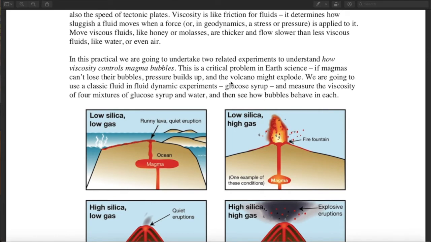In order to address this, we're not allowed to play with real magma, so we're going to play with a classic fluid dynamics liquid, which is glucose syrup. We're going to measure the viscosity of four different mixtures of glucose syrup and water, and then see how the bubbles behave in each of these different viscosity fluids.